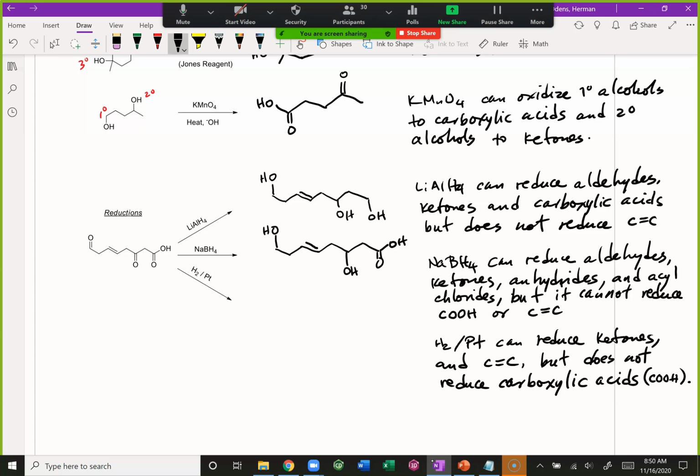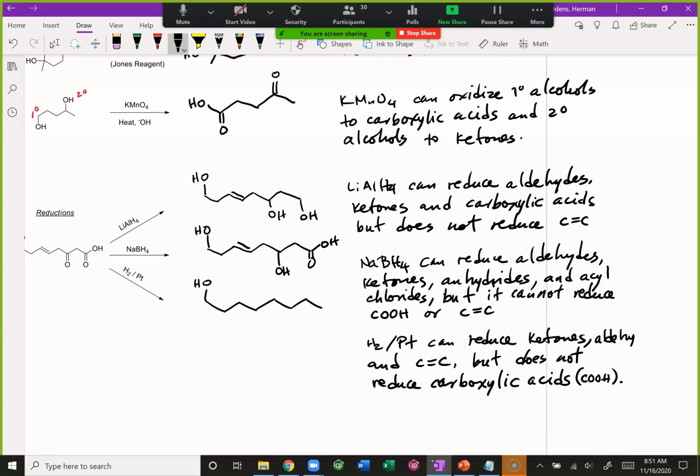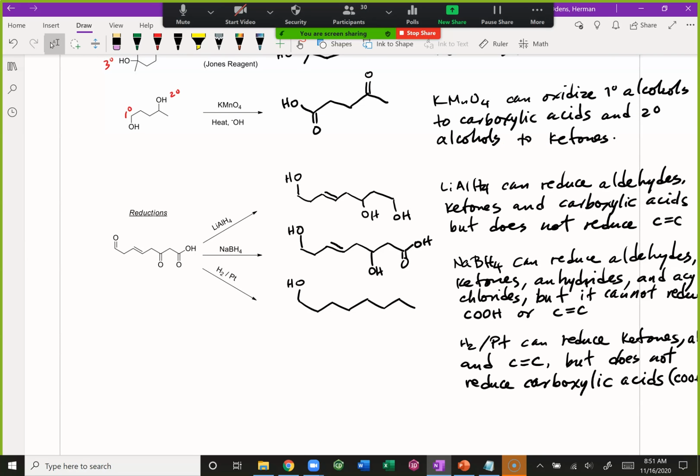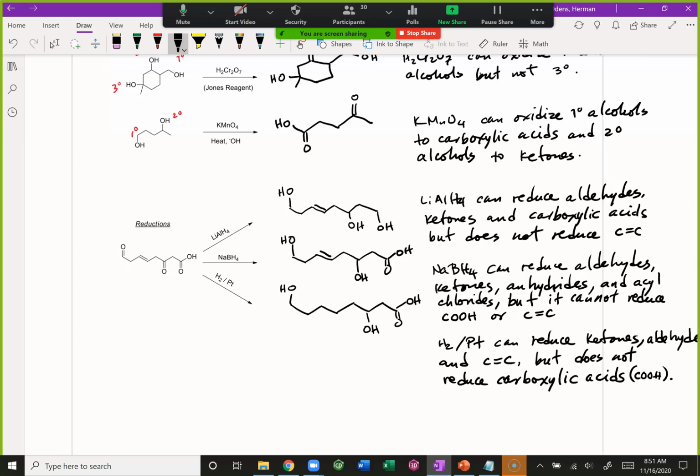Okay, so here you will have 8 carbons, 1, 2, 3, 4, 5, 6, 7, 8. The ketones, aldehydes, I forgot aldehydes, and double bonds. So it will reduce that, but it cannot reduce the carboxylic acid. The double bond also will be reduced.